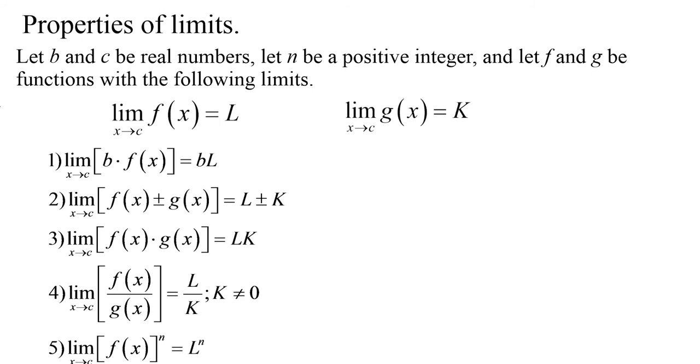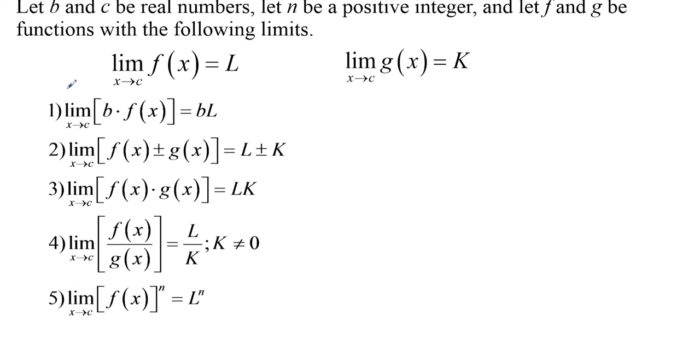All right, so let's talk about these properties here, and I'm going to do some examples as we move forward. So what is the limit as x goes to c of some constant times our function? Well, I can bring that constant out, find that limit, and it's just the constant times whatever the limit of the original function is. The limit as we add or subtract two functions, well, that limit is the limit of the first function plus or minus the limit of the second function.